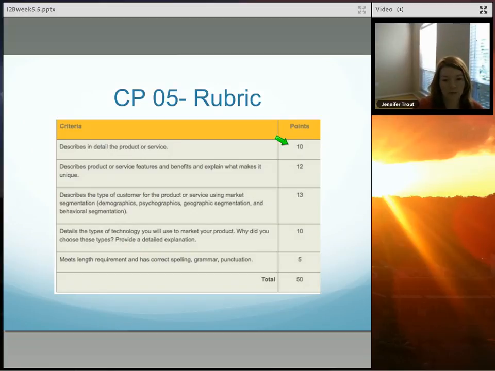So you've described the product in detail, you've described the features and benefits, you've described your target market segmentation, you've described the type of technology that you would use and why, and then, of course, proper grammar, spelling, and punctuation.